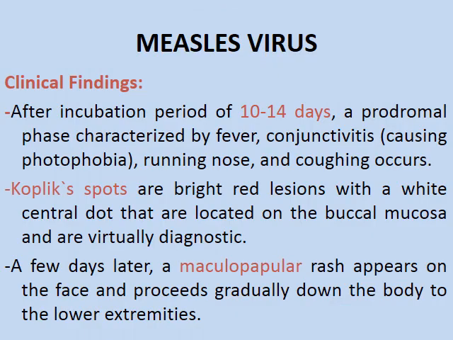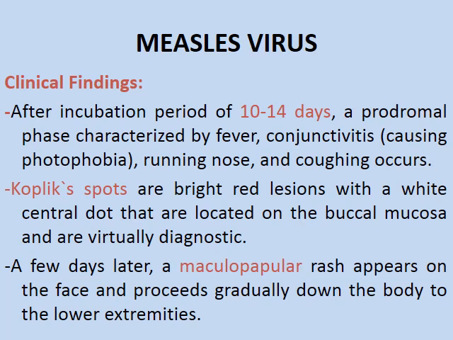Measles virus, clinically: the incubation period is 10 to 14 days, so we can say 1 to 2 weeks. Then the prodromal phase, characterized by fever and conjunctivitis, causing photophobia. Then there will be the appearance of Koplik spots, the second point, which are bright red lesions.